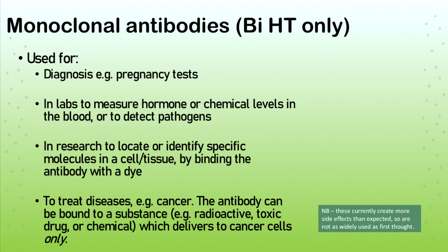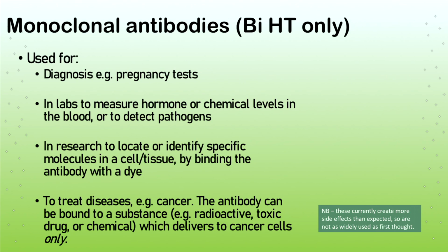So we need to know a handful of uses of monoclonal antibodies, and the first one is in diagnosis. For example, we can use it in pregnancy tests. There's a lovely question in one of the past papers on pregnancy tests where you're given how the pregnancy test works, and you need to explain it using the diagram provided. We can also use it in labs, to measure hormone or chemical levels in the blood or to detect pathogens.